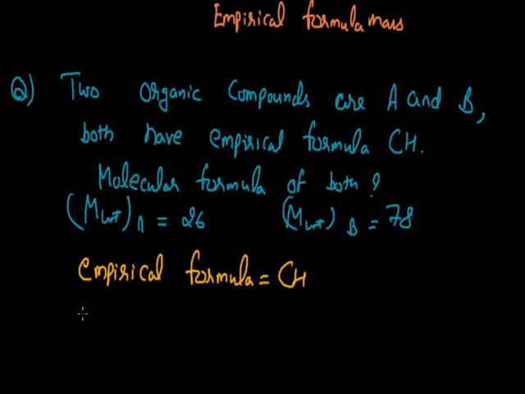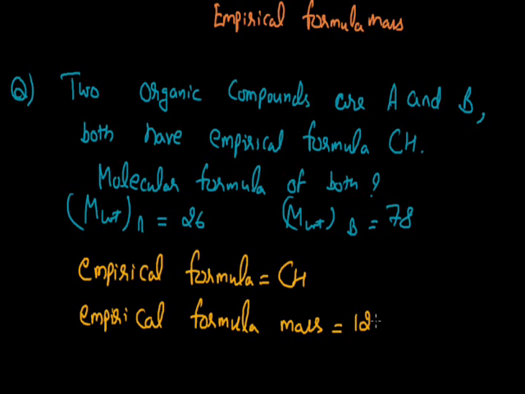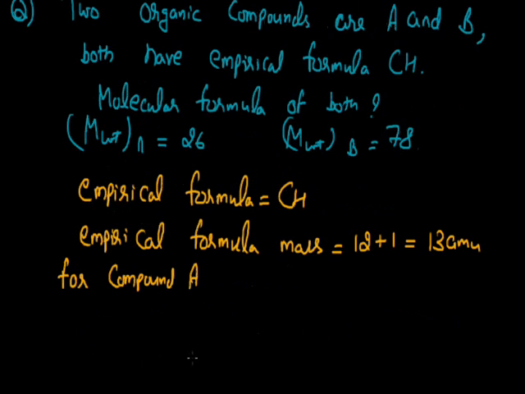So now we can find out the empirical formula mass. Since this empirical formula contains one atom of carbon, that will be having a mass of 12 AMU, and hydrogen, it will be having a mass of 1 AMU. So the total mass of this empirical formula is 13 AMU. Now if I talk about the compound A, it has the molecular formula mass 26. So here the value of n will be the molecular mass of this compound divided by the empirical formula mass. Here the value will be 2.